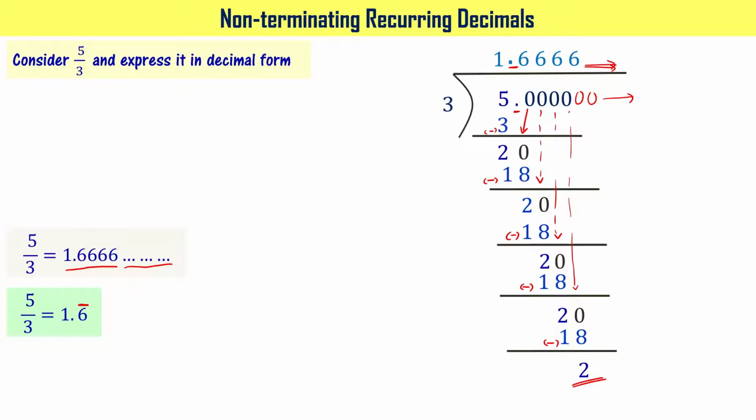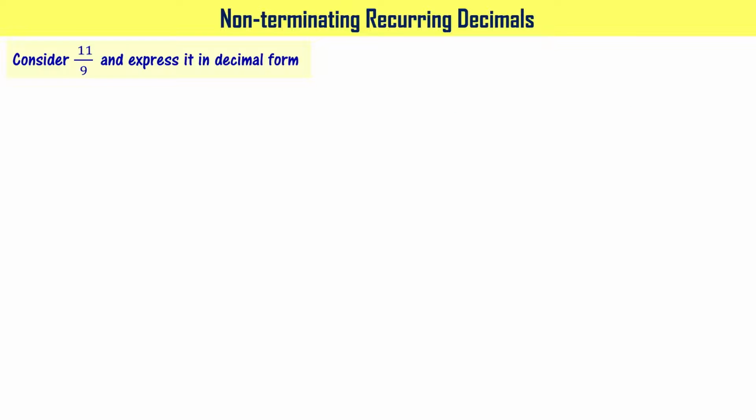Now let's take a look at another problem. Consider 11 by 9 and express it in decimal form. I can write 11 as 11.0000, right? Now let's divide that with 9. In the long division process, we know that 9 times 1 is 9. Let's subtract 9 from 11. You got 2 as the answer, right?